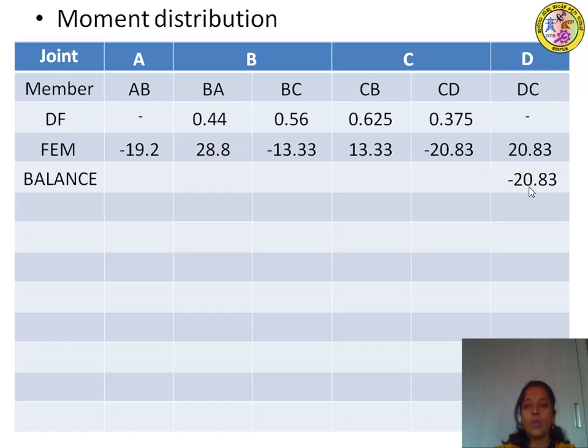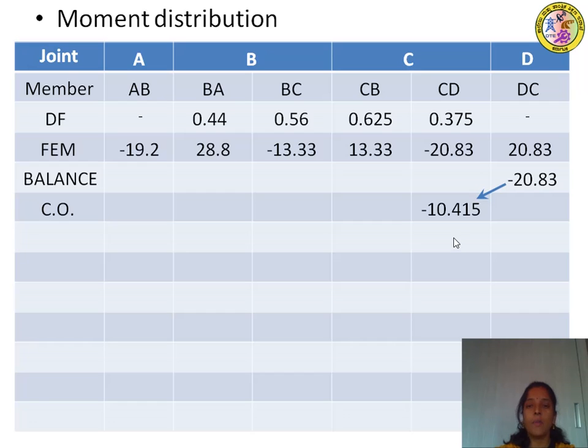As soon as we apply a moment at joint D, some portion of this moment will be carried to the far end. So the next step is carry over. From DC to CD, it will be carried from DC to CD. The far end for DC is CD. So half of this moment will be carried to CD. So half of 20.83 is minus 10.415. Now we have carried the moment from DC to CD.